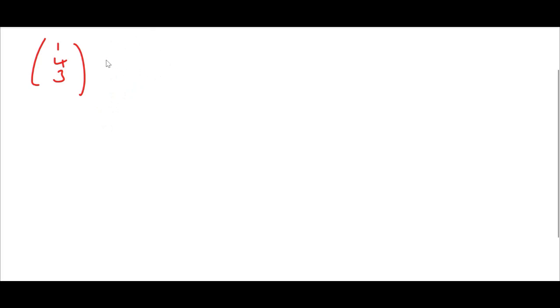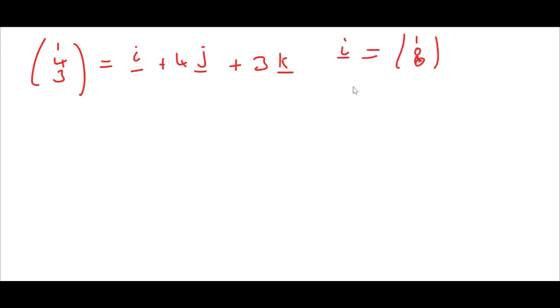And just to note, we can write this as i + 4j + 3k, where i is equal to (1, 0, 0), j is equal to (0, 1, 0), and k is equal to (0, 0, 1). And you can see if you do this, you will get this vector.